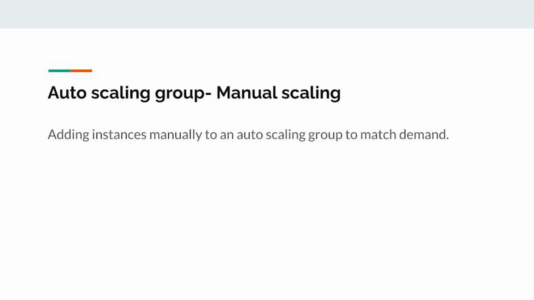Next topic, manual scaling. By default, an auto-scaling group does not automatically scale, but you can simply change the desired capacity to manually scale. Again, this is the default behavior of an auto-scaling group. It's useful when auto-scaling is not needed.